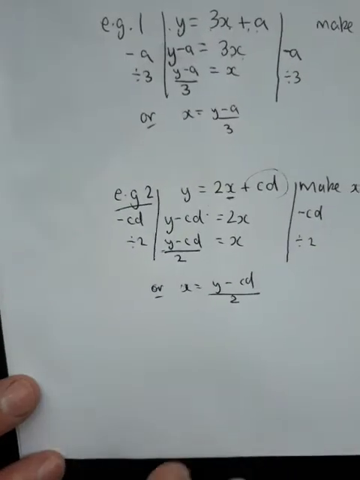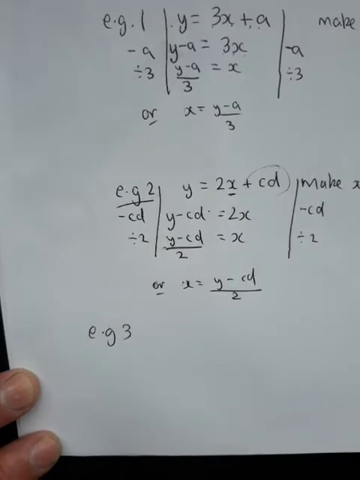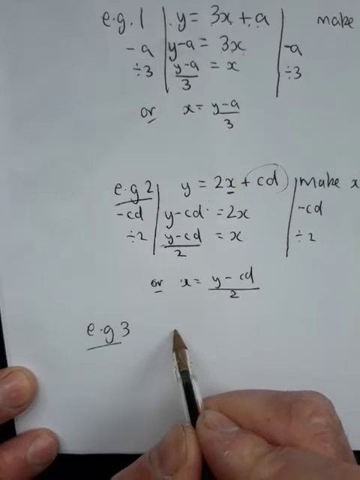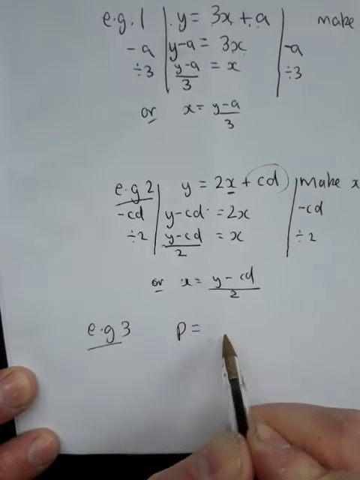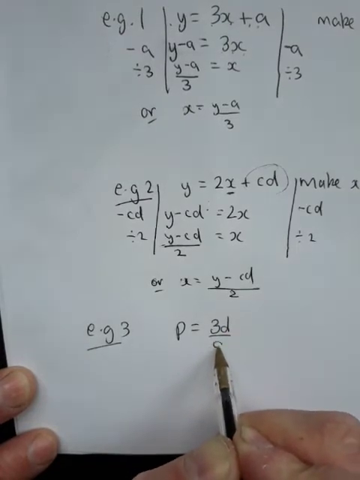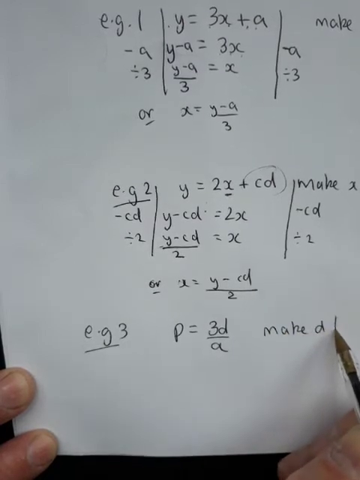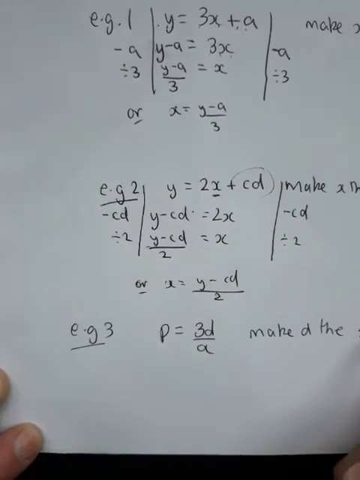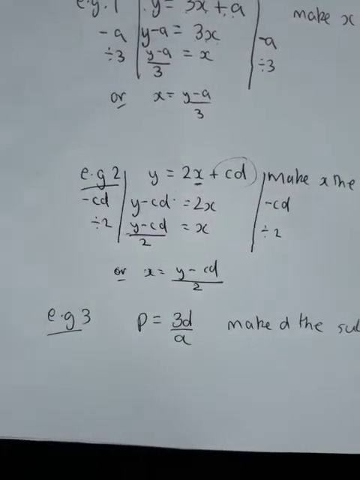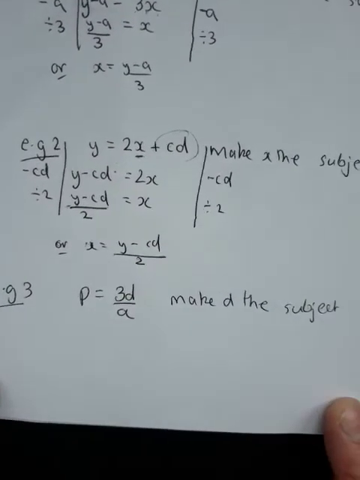Okay, example 3. Sometimes you have fractions. So we had a fraction a minute ago there, but sometimes you'll get, I don't know, p equals 3d over a. And we might want to make d the subject. You can make these up. You can make any one up, any equation, any formula you like, and rearrange it using this method. So I'll make d the subject.